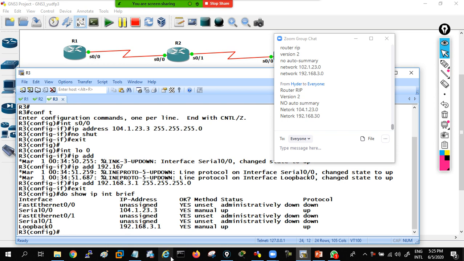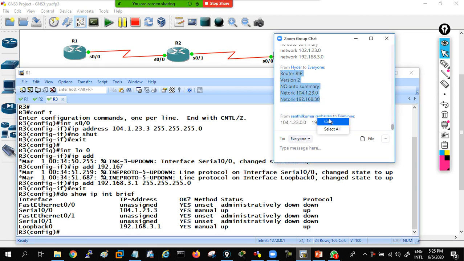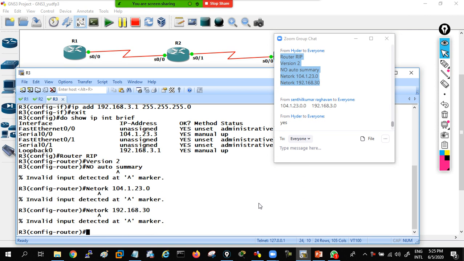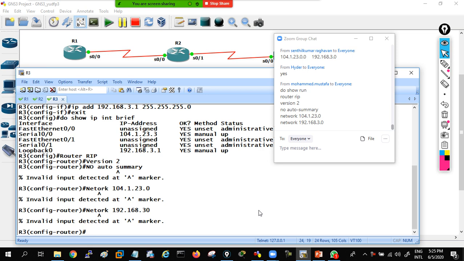104.1.23.0 network, 192.168.3.0. Is it correct, guys? Can I copy this? Do it. Right click and say copy. Then paste it. Oh, what happened to this?